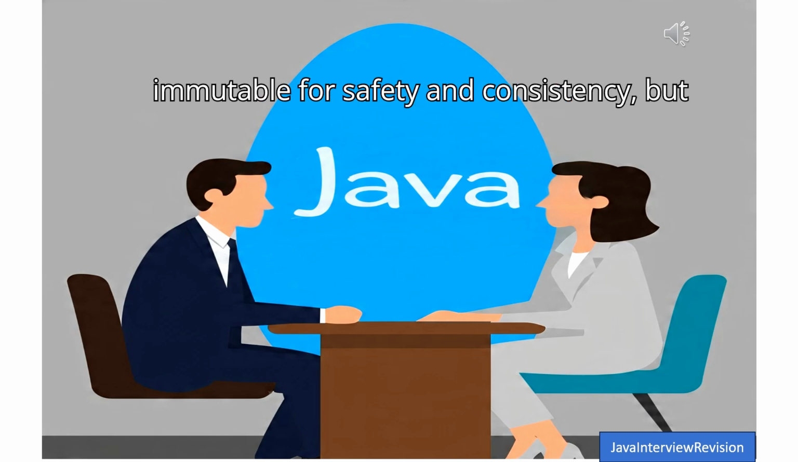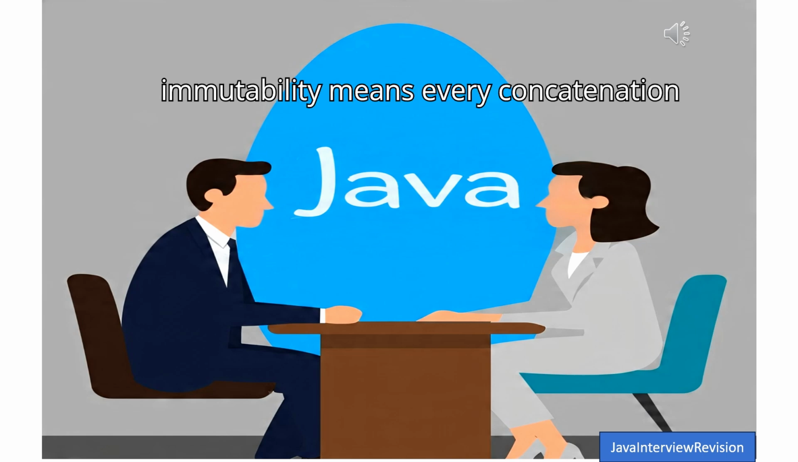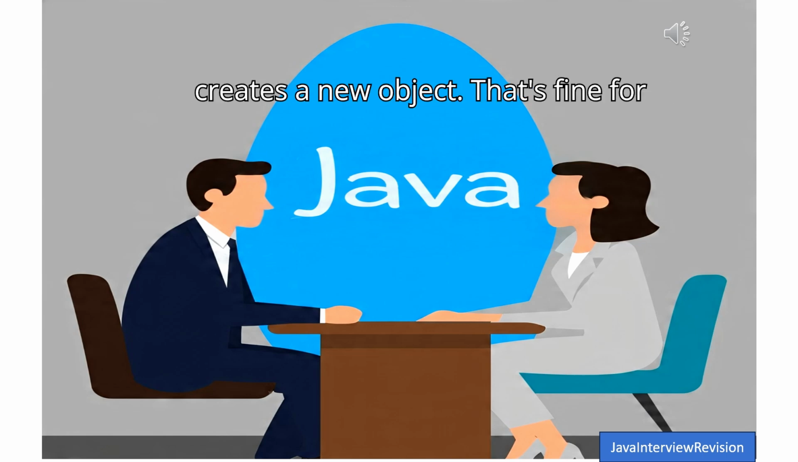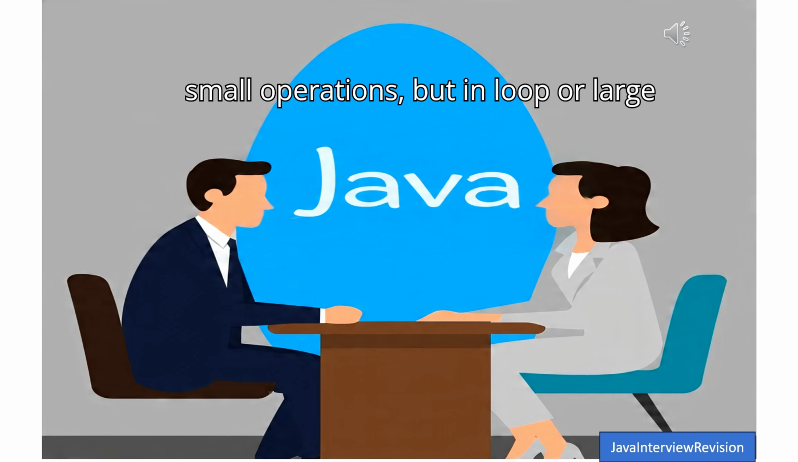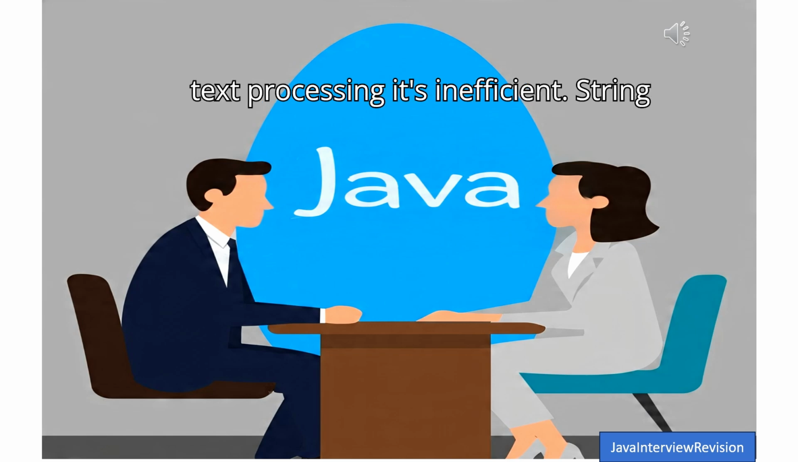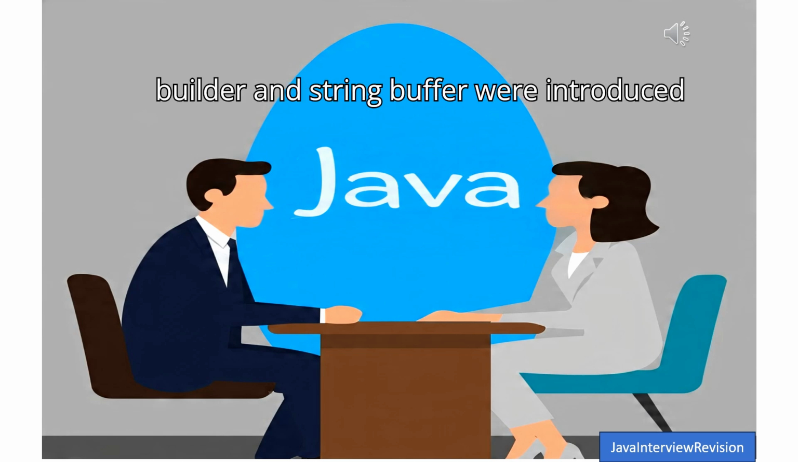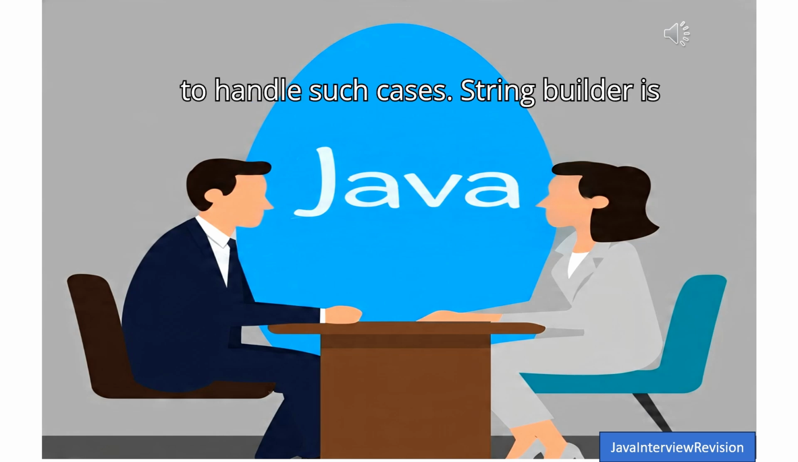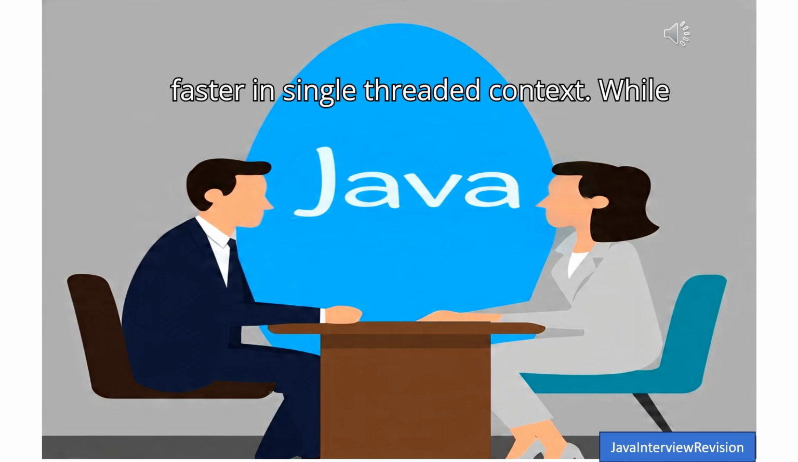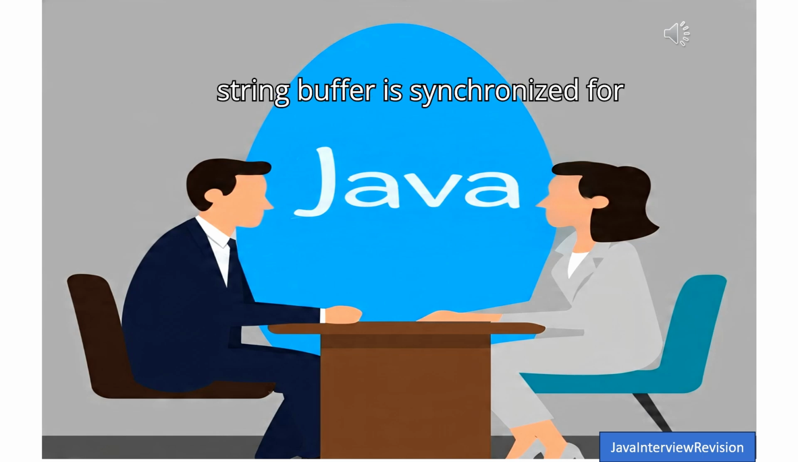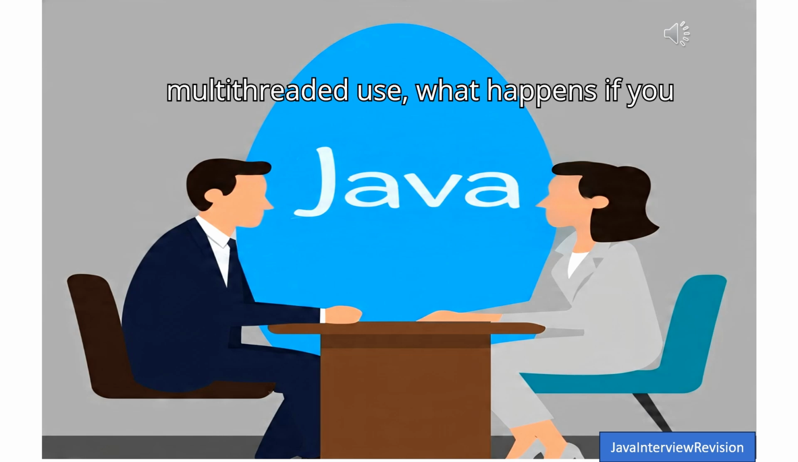Strings are immutable for safety and consistency, but immutability means every concatenation creates a new object. That's fine for small operations, but in loops or large text processing, it's inefficient. StringBuilder and StringBuffer were introduced to handle such cases. StringBuilder is faster in single-threaded contexts, while StringBuffer is synchronized for multi-threaded use.